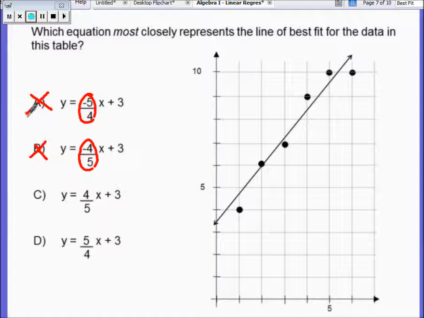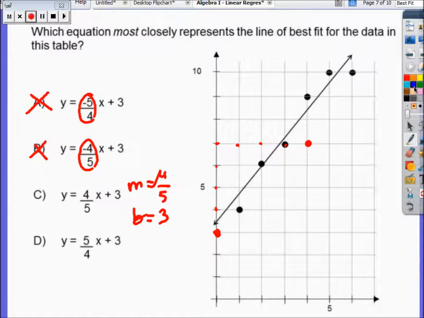So let's check out choice C. Choice C says we have a slope of 4 over 5 and a y-intercept of 3. If I had a y-intercept of 3, I'd be starting here. I'd be using my slope to go up 4 and over 5, which is kind of close to our data, but let's see if the other one gets any closer, because we want to pick which equation most closely represents it.